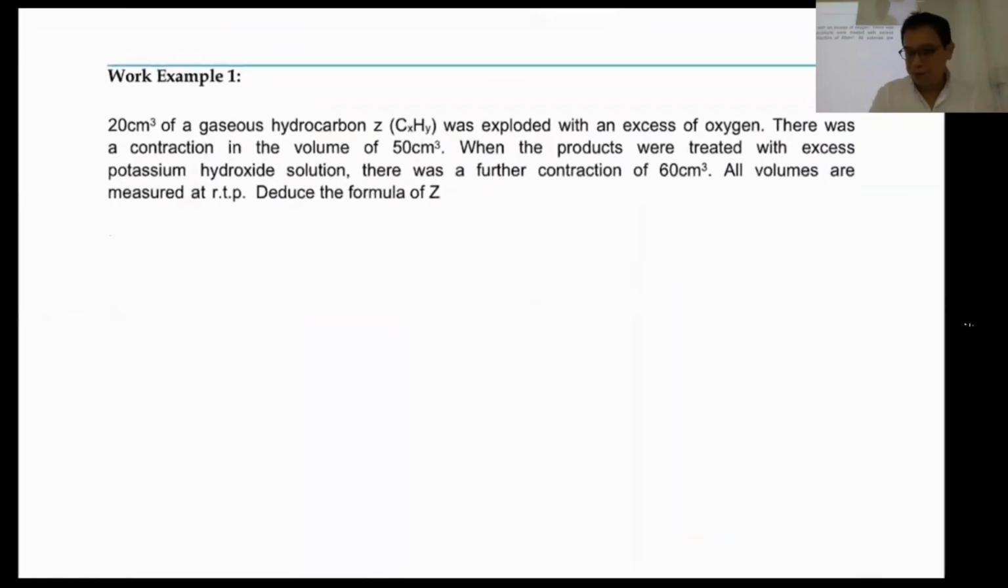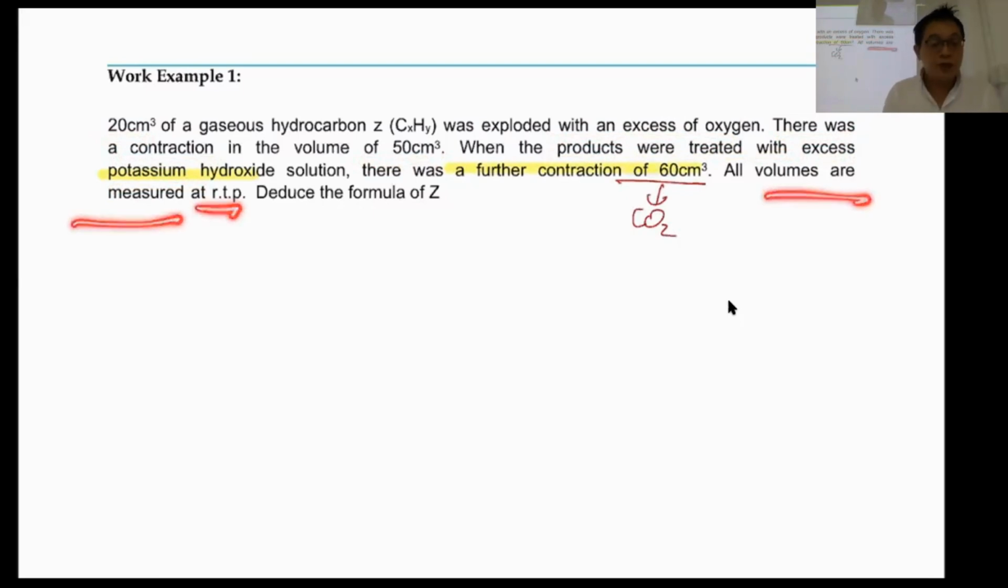Worked example number 1. In worked example number 1, they tell me the hydrocarbon is 20 cubic cm, exploded with excess oxygen. Now there was a contraction. This contraction is the first contraction in the volume of 50 cubic cm. When the product was treated with excess potassium hydroxide, you see this is a base here. I am interested in the base because the base is to remove CO2. This is CO2. This is CO2. All volumes were measured at room temperature and pressure. Determine the formula of Z.